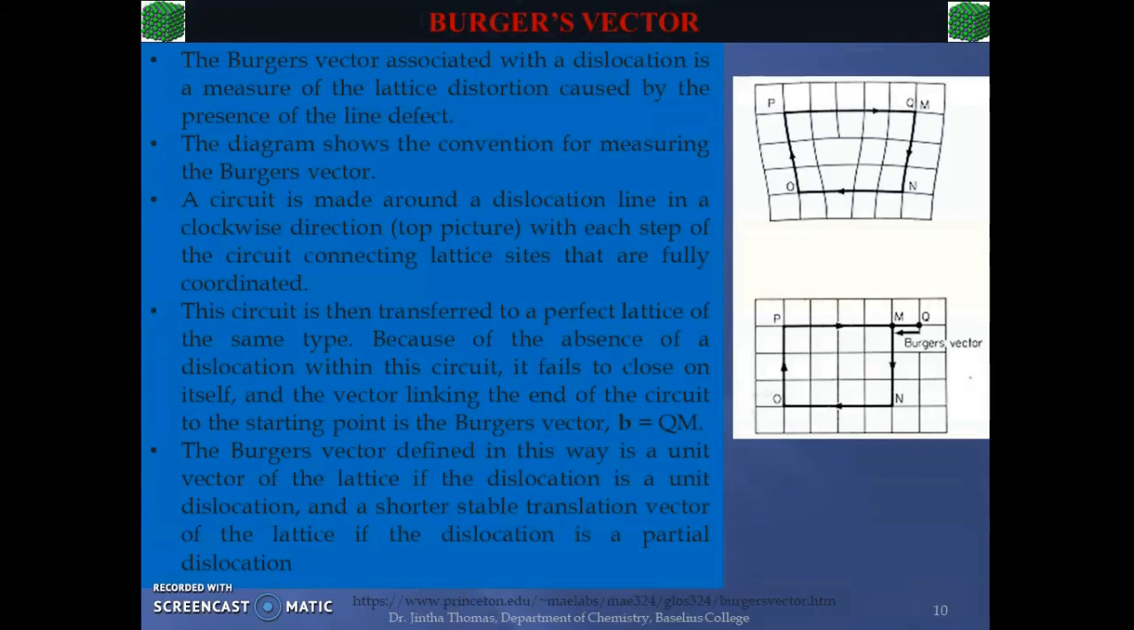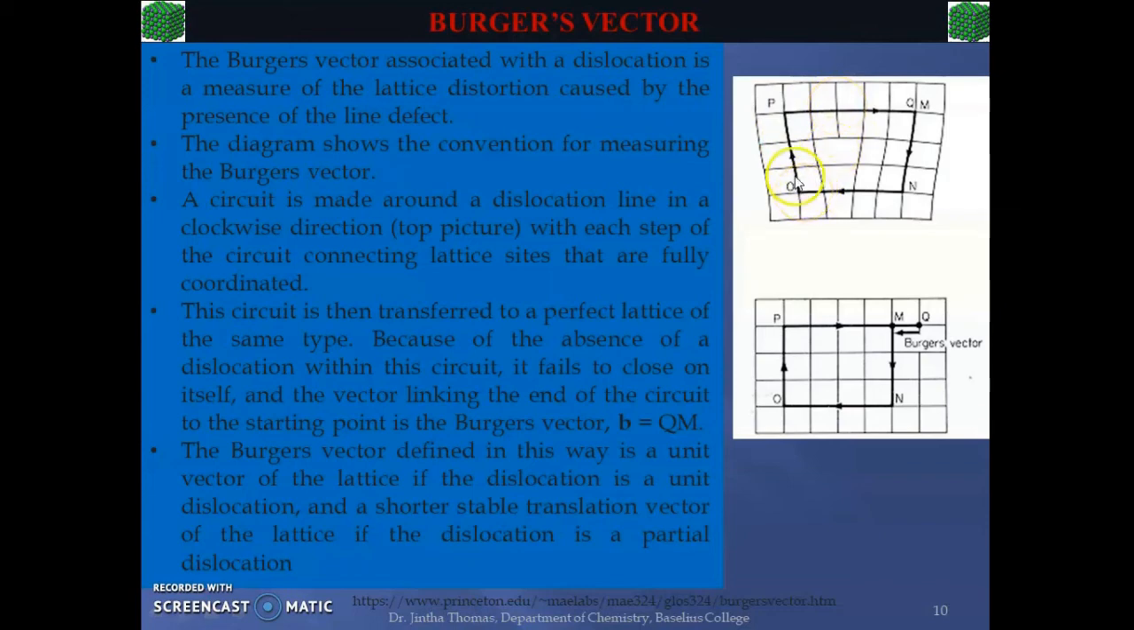Now let us see how we can measure the Burgers vector. The Burgers vector associated with a dislocation is a measure of the lattice distortion caused by the presence of the line defect. We just said it now. The diagram here shows the convention for measuring the Burgers vector. First of all, a circuit is made around a dislocation line. Here this is the point through which the dislocation line would pass. So a Burgers circuit is made around a dislocation line in a clockwise direction, with each step of the circuit connecting lattice sites that are fully coordinated.